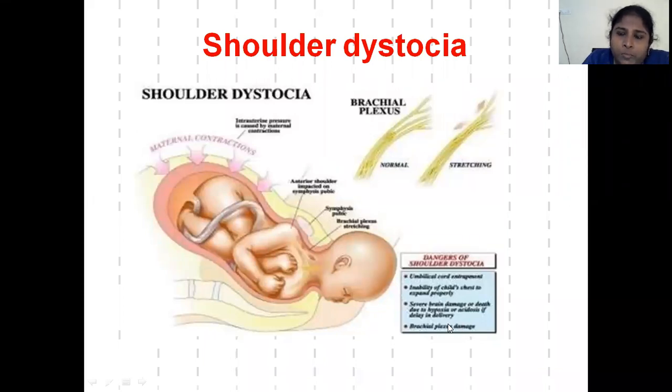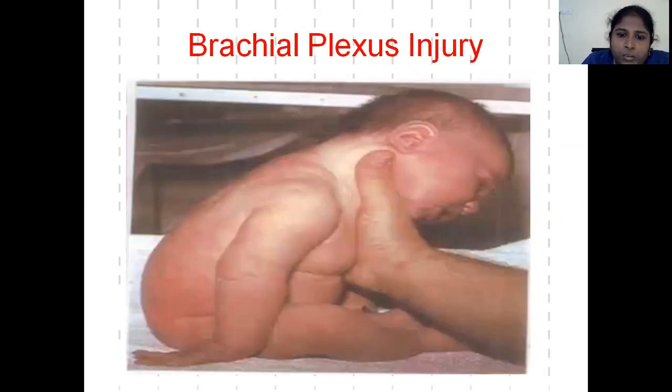After the baby comes out, if you pull it too hard with all the maneuvers, baby may come out, but the brachial plexus may get stretched or may be torn. If it gets stretched, immediately the baby can't move that hand, but after 2-3 weeks of physiotherapy, the baby will recover. But if the brachial plexus gets torn, then you cannot repair it. So that is the problem with shoulder dystocia.